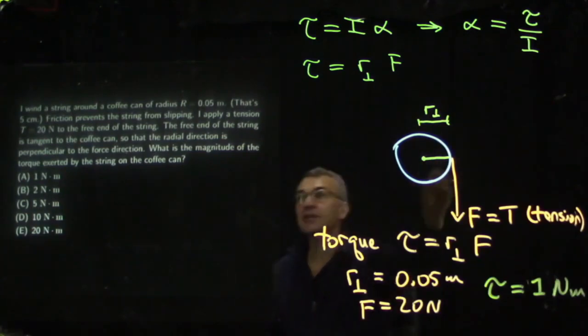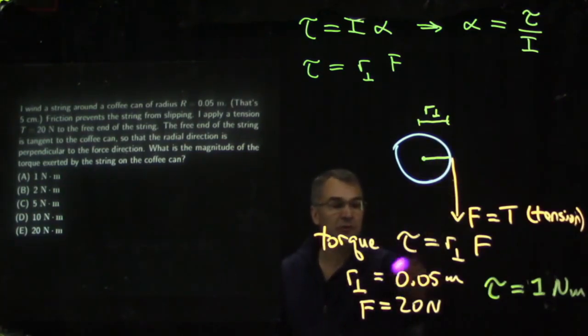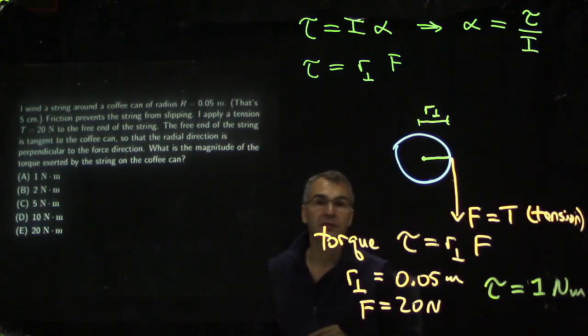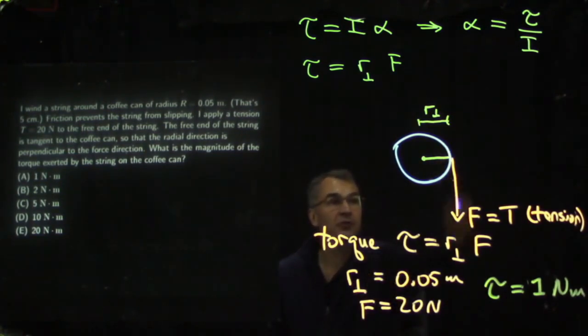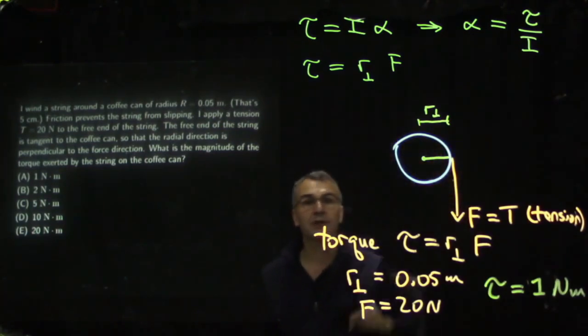so that's the force, and the radius of the can is 5 centimeters, or 0.05 meters, so that's the perpendicular distance. So then the torque is r_perp times F, which is 1 newton meter. The units of torque are newton meters, because it's a force times a lever arm. Force in newtons times lever arm in meters is torque in newton meters. So here's the vertical force and the horizontal lever arm, which tends to create rotation this way.